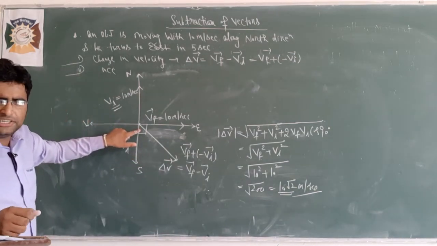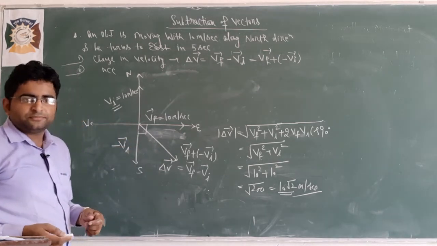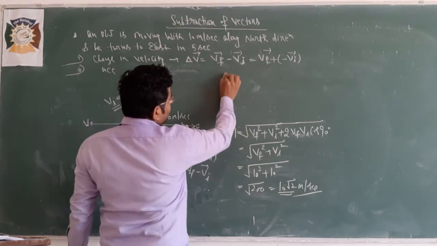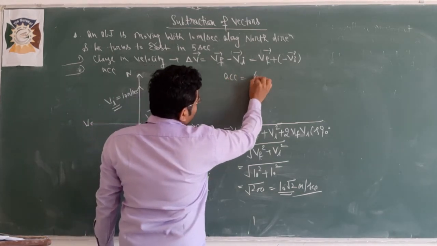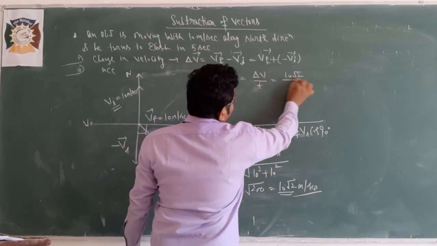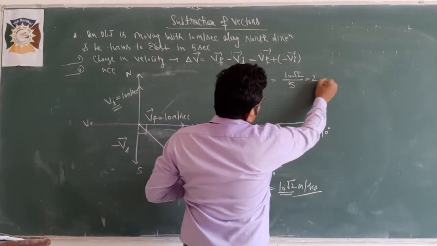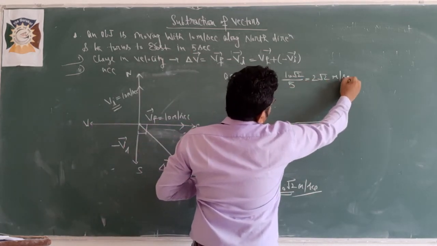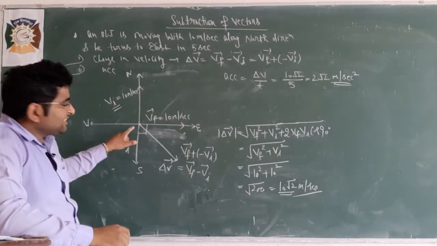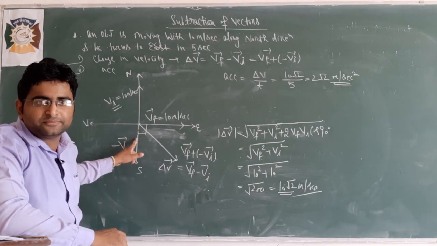And beta, the change in velocity, its direction is east of south. Clear? Okay beta, now what about acceleration? It is equal to change in velocity divided by time. So 10 under root 2 divided by time. How much is the time, beta? 5 seconds. So it is 2 under root 2 meter per second square. Clear? So beta, in this example we have taken the help of subtraction of vectors.